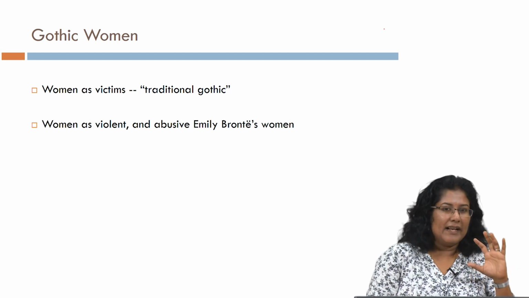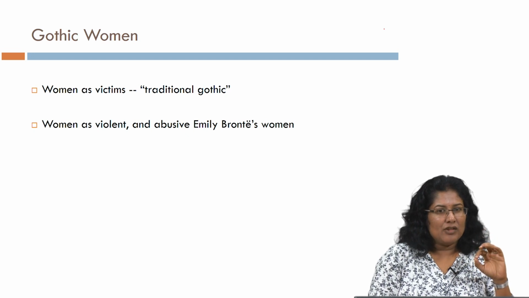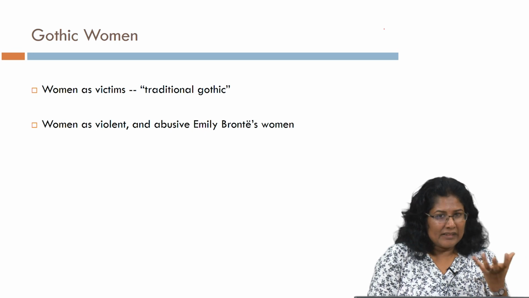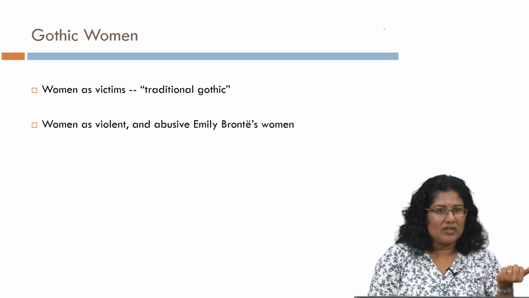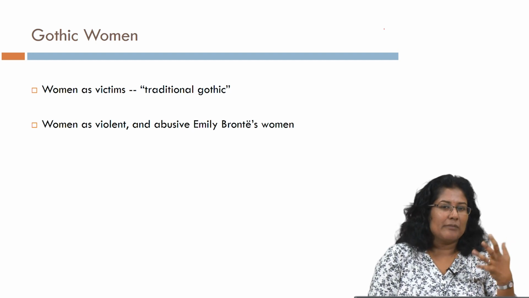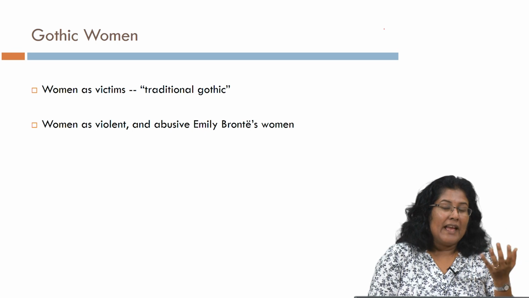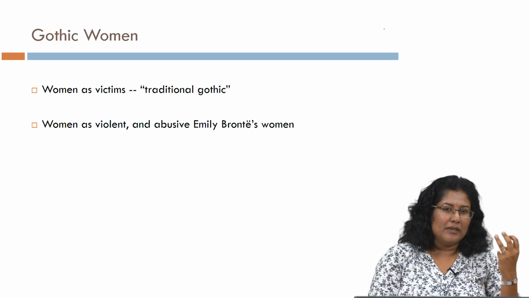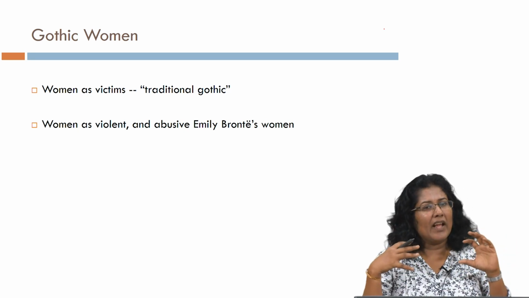Of course, there are exceptions, but in the case of Emily Bronte's women in relation to Wuthering Heights, we see the women here as violent and even abusive. Catherine Earnshaw, or Cathy, is especially violent and abusive. She is abusive towards Heathcliff. She is abusive towards Nellie Dean, the woman who takes care of her and who's almost her chaperone, and she is also abusive to her husband Edgar. And there are other figures too.